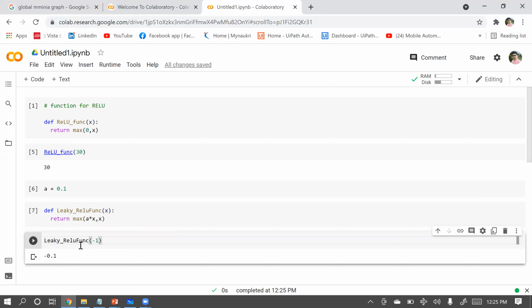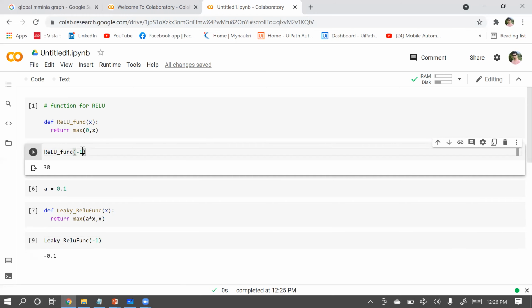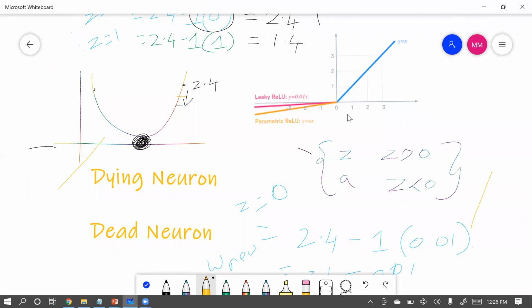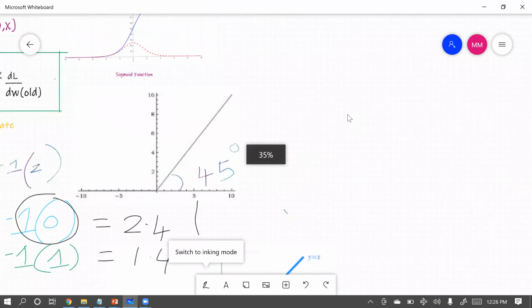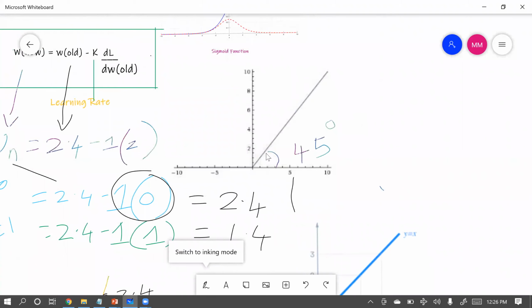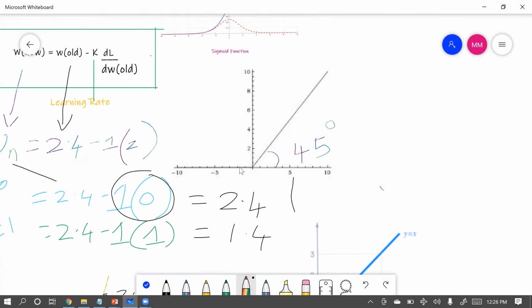If we give -1, you can see that when we pass -1, it gives us -0.1. But in ReLU, when we passed a negative value, it gave us 0. Correct? So let's go to our whiteboard again. Here you can see in this graph, when our value is 0 or less than 0, it will traverse in this direction itself, along the complete negative axis.